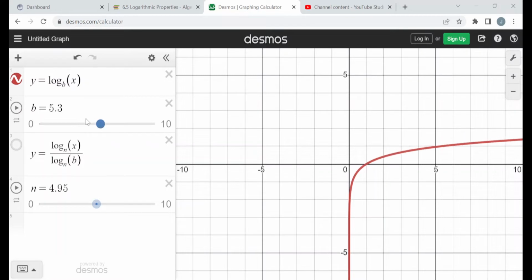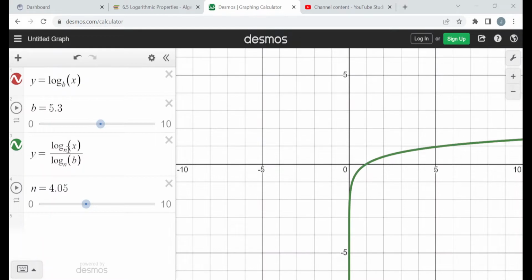Say the original base is 5.3, and I change it to a base of 4.05. They're still the same graph. So those expressions are equivalent: log base b of x equals the log base n of x, divided by the log of the original base, log base n of b.